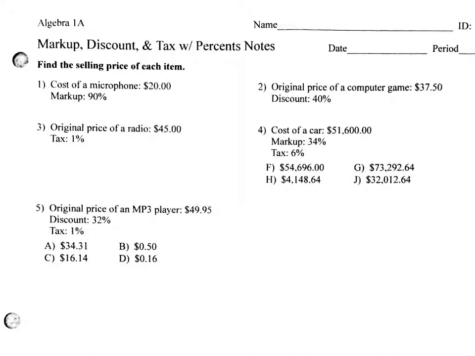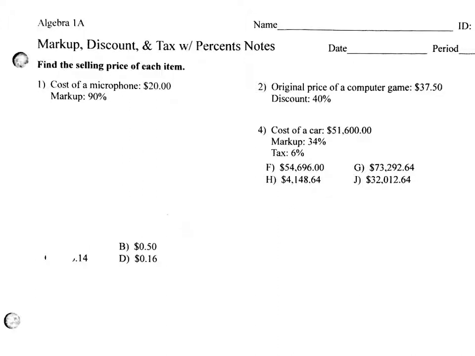So we're going to start with the first problem, and we need to think again logically here before we ever get an answer. Always think about what should happen to our original value. Okay, so as we take problem number 1, we have a markup of 90%. Okay, so what that means is if we cost $20 and it wants us to find the selling price of each item. So the microphone costs $20, but we're going to mark it up by 90%.